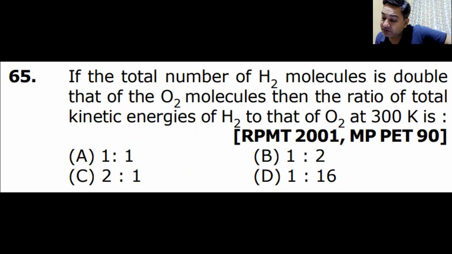If the total number of H2 molecules is double that of O2 molecules, then the ratio of total kinetic energies of H2 to O2 at 300 Kelvin is how much? Remember, RMS speed, kinetic energy, all these things. 1 to 16? Gone mad or what? Temperature is same, bacha. Only the number of molecules have changed.